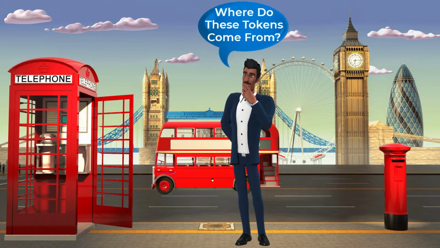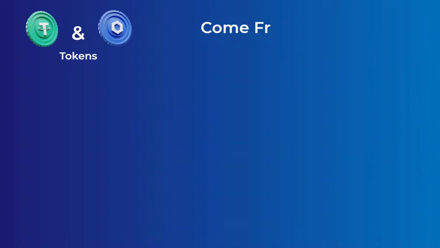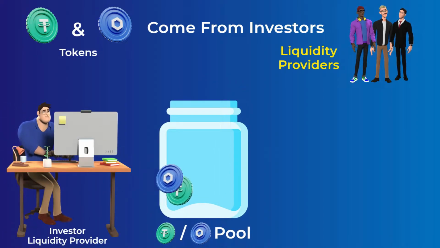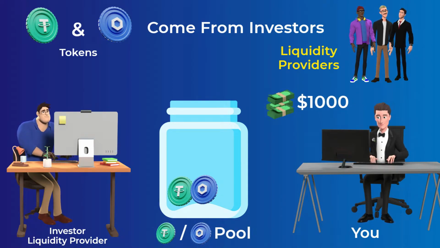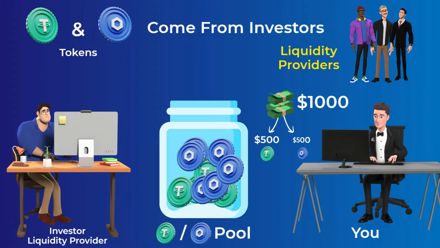You may be wondering, where do these coins come from? Well, all these stored tokens come from investors. These investors are called liquidity providers, and they deposit their money into these pools to make money or return on their investments. So, for example, if you want to invest your money into one of these pools, you need to deposit the two tokens stored in the pool you chose. So, if you have $1,000 to invest and you chose the Tether-Link pool, then you will deposit $500 in Tether and $500 in Link tokens.